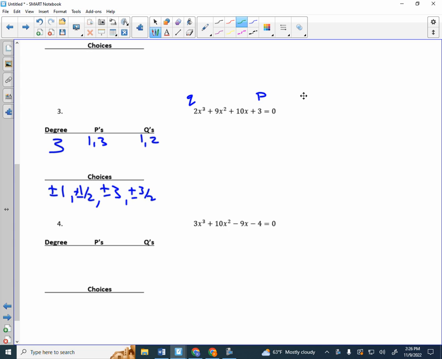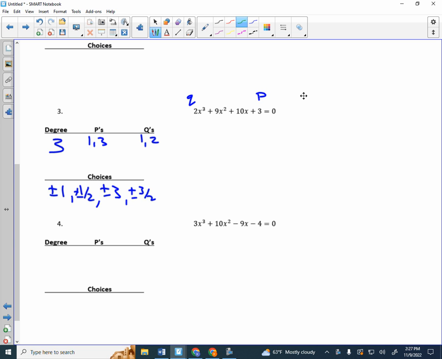Can somebody tell me a bad choice? 3 over 2 is a bad choice. I'm even going to say that 1 is a bad choice. In fact, I'm going to suggest that any positive values would be a bad choice. Do you see why plugging in any positives will not work out? Yeah, you have all addition through here. So if you plug in a positive, it's just going to make it more positive, isn't it? So we don't plug in any positives. So let's start by just plugging in negatives. Which negative would you like to plug in?